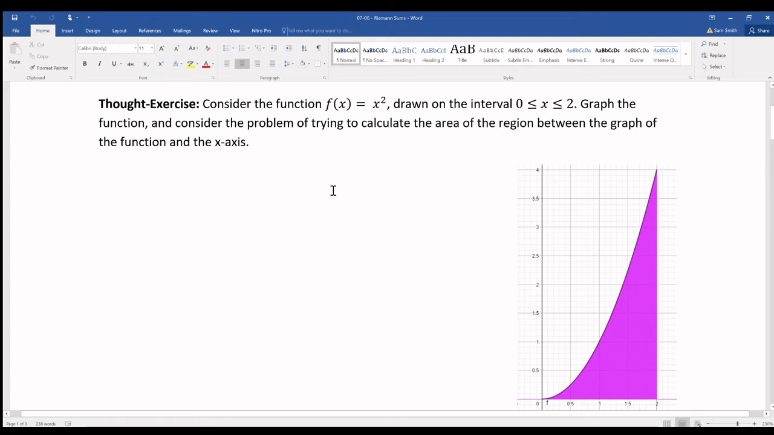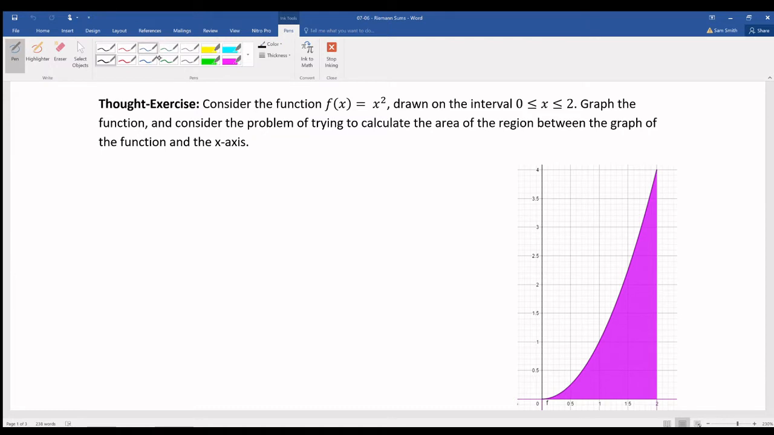Welcome back, everyone. So, what I would like to talk about today is a particular kind of sum called a Riemann sum. And to set the stage, I want you to consider with me the following scenario. We've got the function here, f of x equals x squared, and we're going to draw it only over the x values from 0 up to 2, and that's pictured down here on the bottom right. Consider the problem of trying to calculate this violet shaded area that's squeezed between the graph of the function and the x-axis. Do you have any ideas about how you would calculate the area?